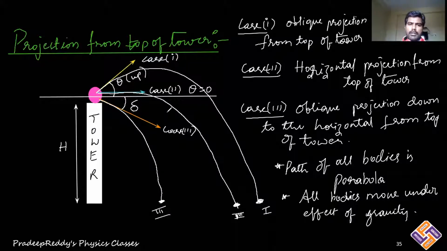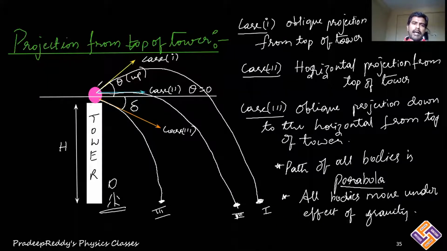So when you are dealing with any projection, whether it is oblique projection upward or downward, or horizontal projection from top of the tower, in all these cases the bodies are under the influence of gravitational force, but the paths taken by these bodies are different. However, if a person standing on the ground observes these three bodies falling from top of the tower, as shown in the figure, for him all the projected bodies seem to follow a parabolic path, and all of them move under gravity.